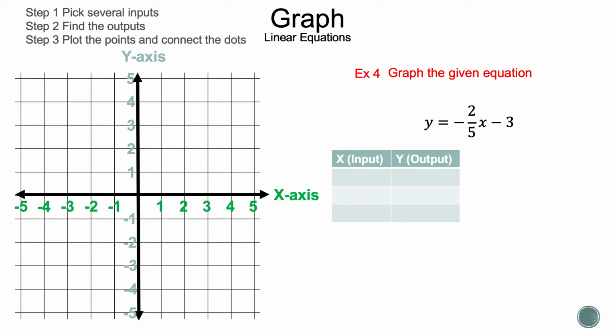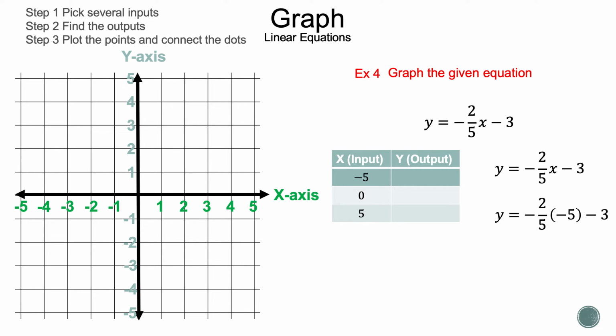Now let's take a look at the last example, where we have y is equal to -2/5 x minus 3. In this case, we're not going to have the same inputs as any of the previous examples, and some of you may have figured out what inputs we're going to choose. We're going to choose -5, 0, and 5, so that we can cancel out that fraction. We use 5 because we look at the denominator of the fraction -2/5, and it is 5, so we want to use multiples of 5.